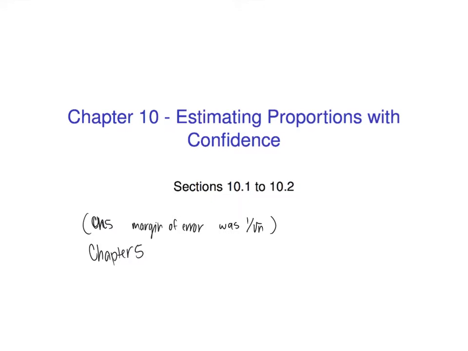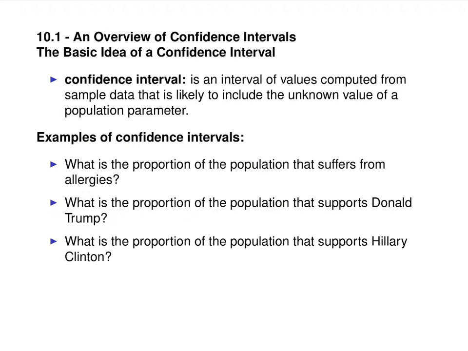Okay. So first of all, let's have some overview. We have a little overview of confidence intervals. So a confidence interval is an interval of values that's computed from sample data, and it's likely to include the unknown value of your population parameter. As in, we're pretty sure this population parameter lies between 0.6 and 0.7. That would be a proportion, for example. Okay, so you're pretty sure it's going to be in there.